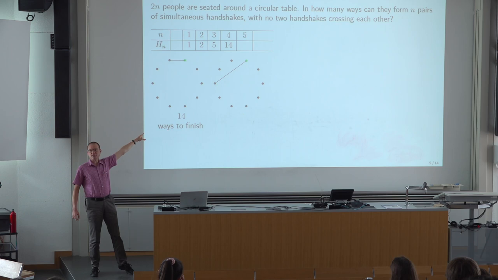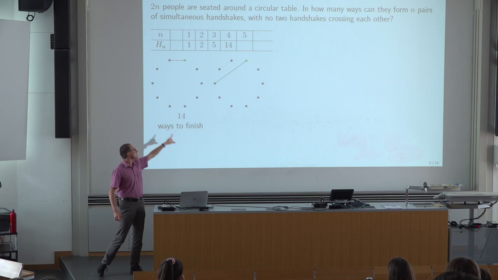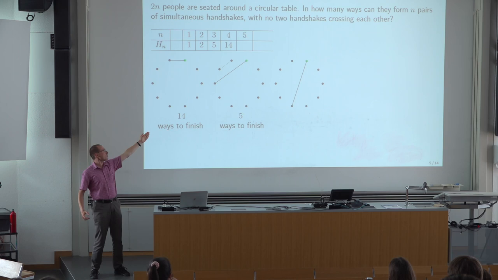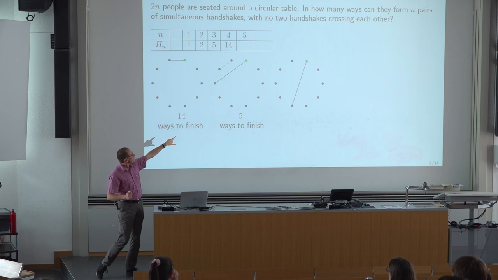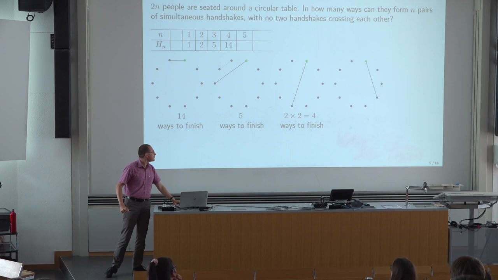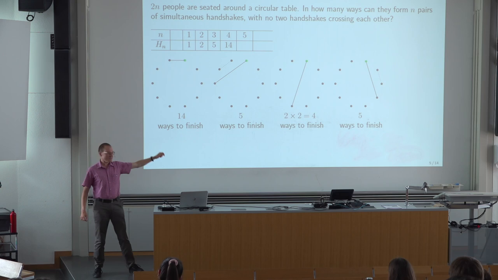If that green one shakes hands as indicated, then those two have to shake hands. They have no choice. And you are left with six people. Six people can form three pairs of handshakes in five ways. So here you have five ways to finish. In that case, you have four on one side, four on the other side, yes? So two ways to finish on one of the sides, and total, four, two times two. If you continue, here there will be five ways to finish. Those two shake hands and five ways more to finish.